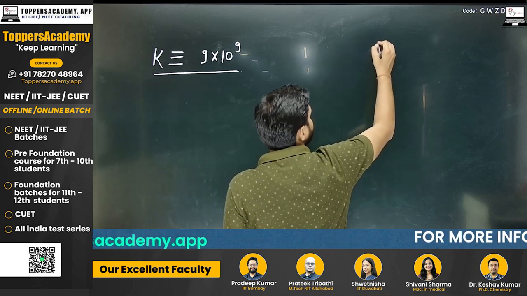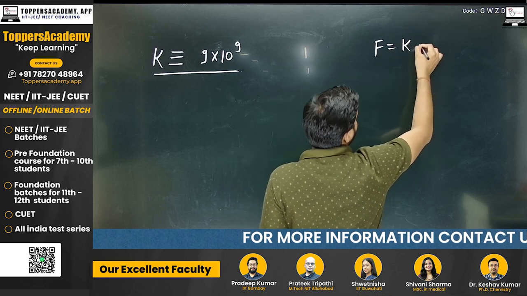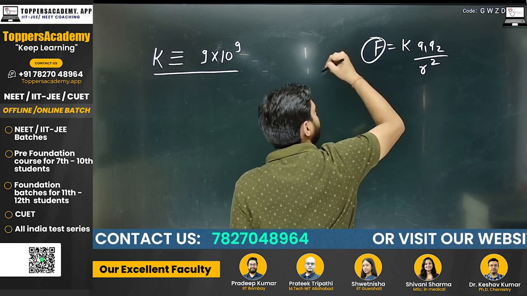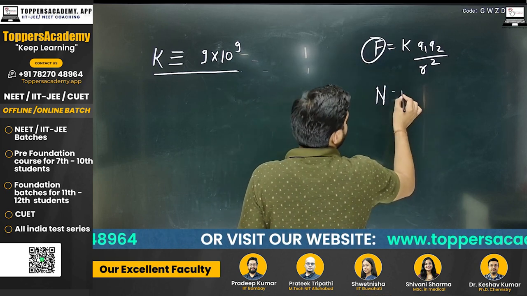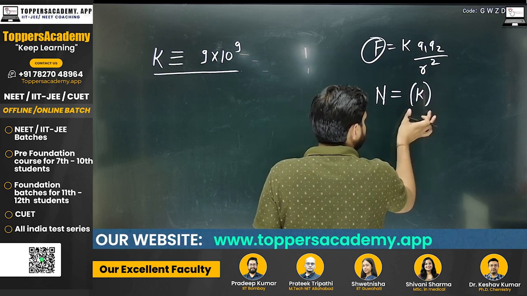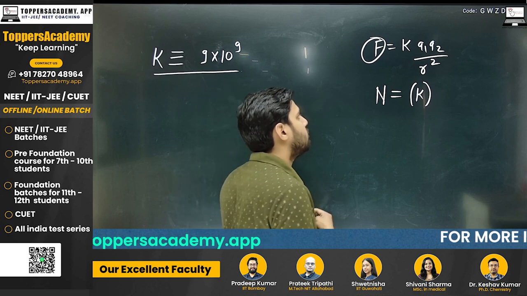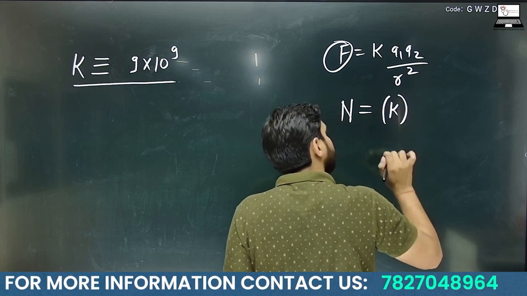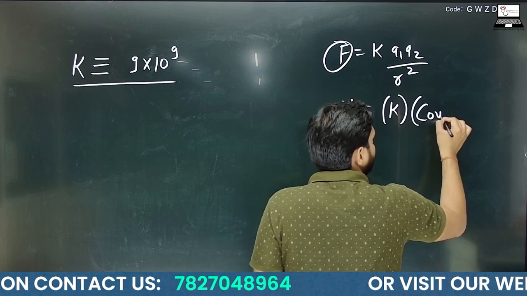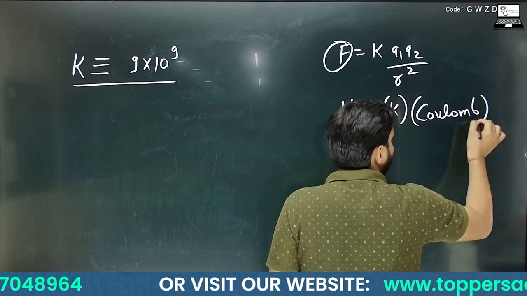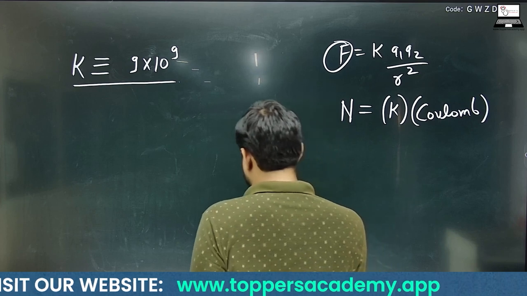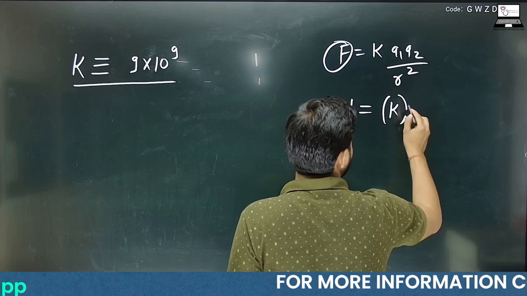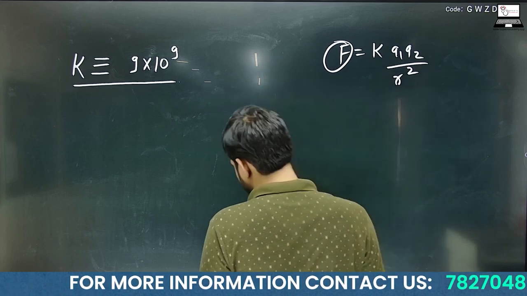Let's derive the unit. F equals k q1 q2 upon r square. Clear? What is the unit of force? It's Newton. Unit of k, we will just write it like this, otherwise you will be confused. What is the unit of q1 and q2? They are charges. What is the unit of charge? Coulomb. Always remember, Coulomb is the unit of charge, which we indicate by C.